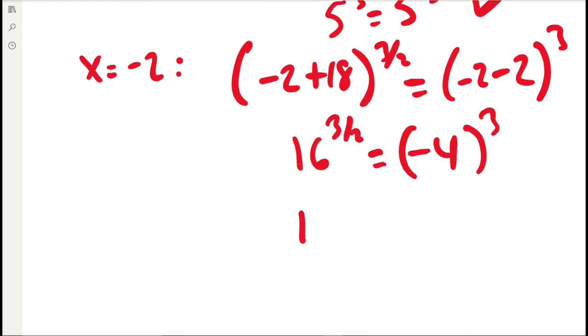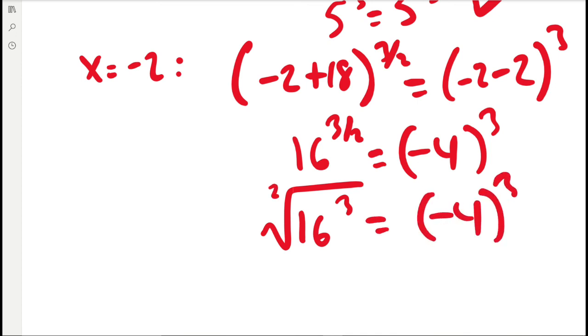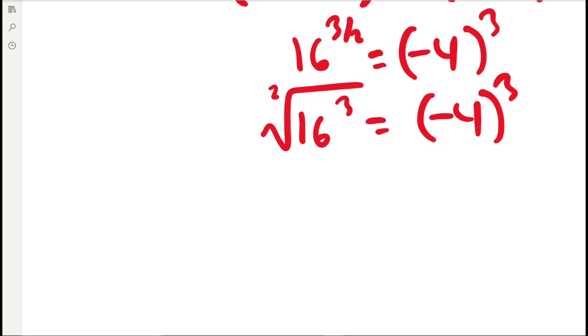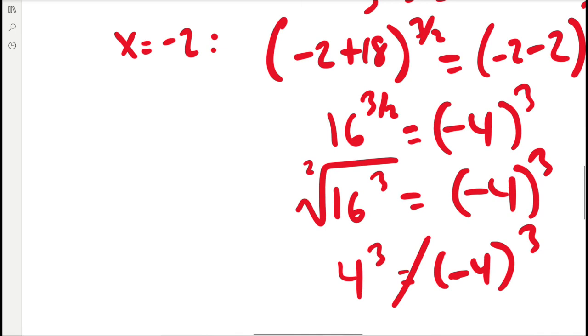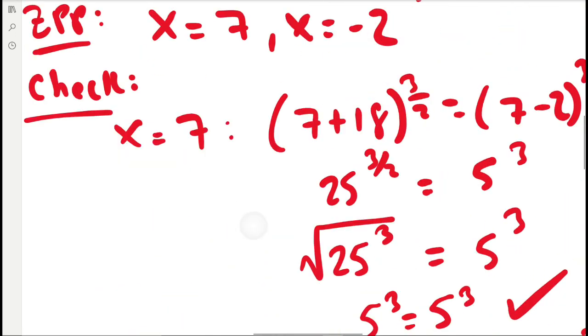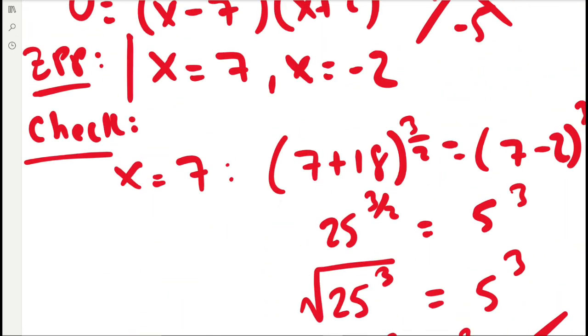So this is power over index, an invisible 2 there. So we got negative 4 to the third. Now the square root of 16 is 4, so this is 4 to the third equals negative 4 to the third, which those are not equal to each other because the right hand side will be negative, the left hand side will be positive. So this is extraneous. So the only solution here is this guy.